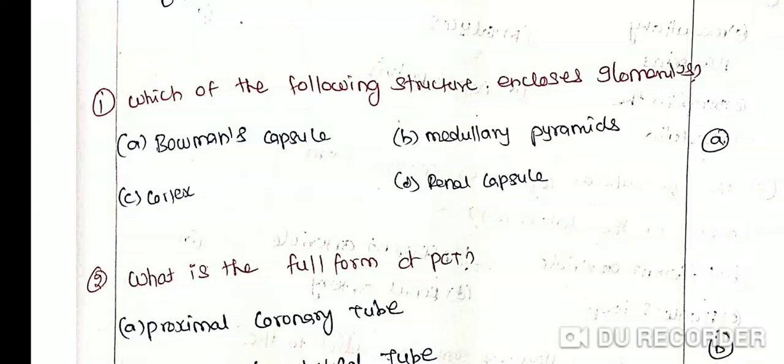Which of the following structure encloses glomerulus? Option A, Bowman's capsule. Option B, medullary pyramid. Option C, cortex. Option D, renal cortex. The correct answer is option A, Bowman's capsule.